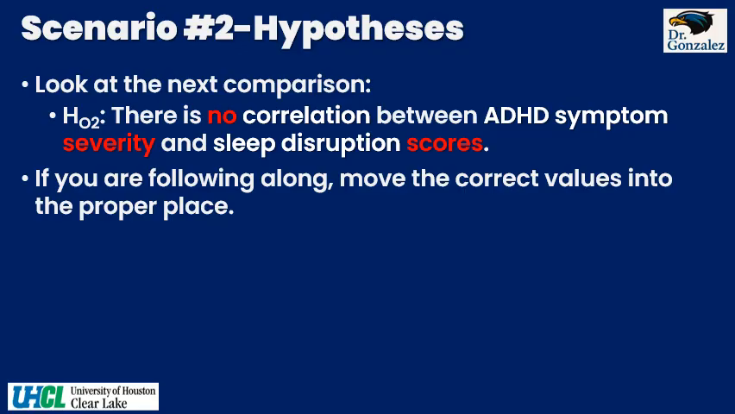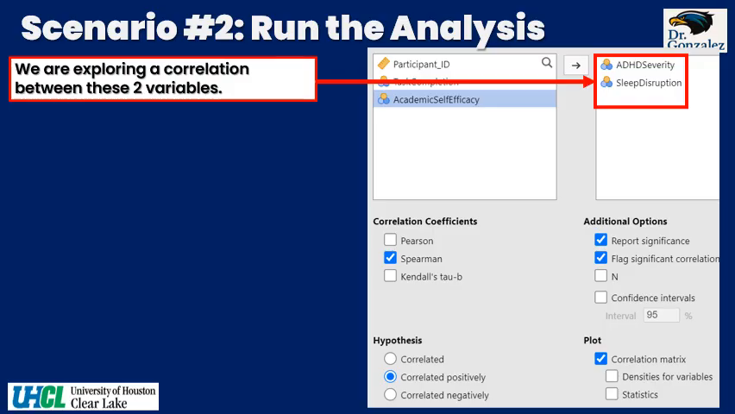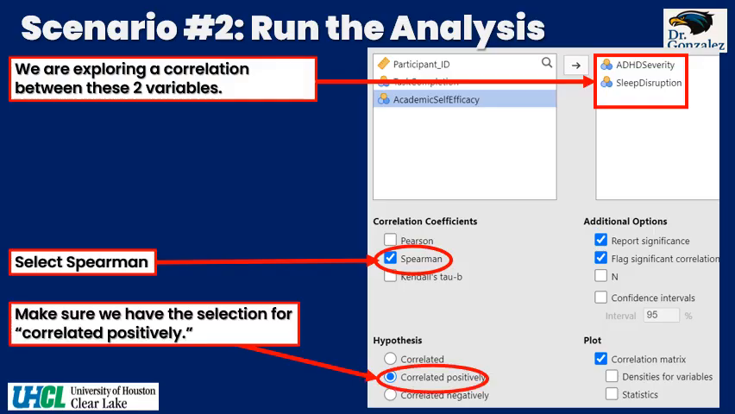All right, so the next comparison is going to be our null of there is no correlation between ADHD symptom severity and sleep disruption scores. So if you're following along in Jamovi, go ahead and move those correct variables into the right place. So here we need to make sure that we have ADHD severity and sleep disruption in our variable box right there. Then we're looking at those 2 variables. We need to make sure we have Spearman correlation checked. And we're correlating positively this time, I believe. So make sure that you have that checked as well.